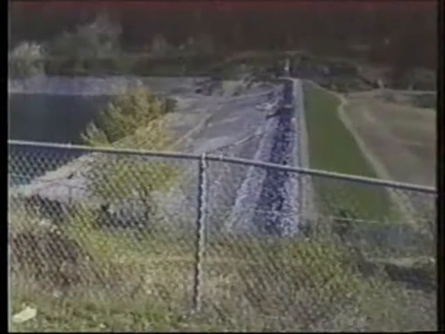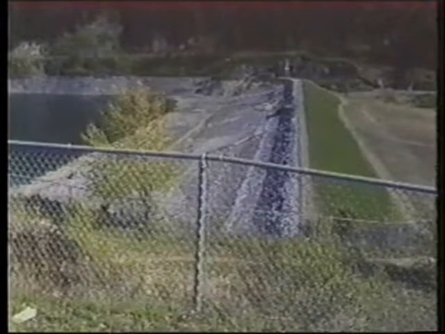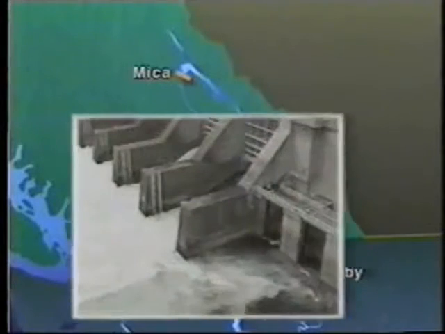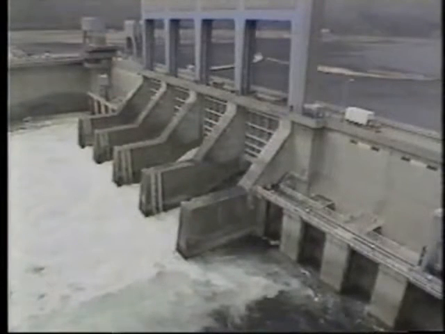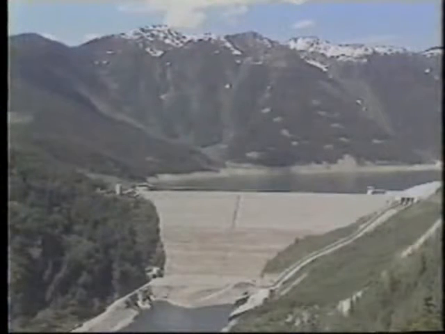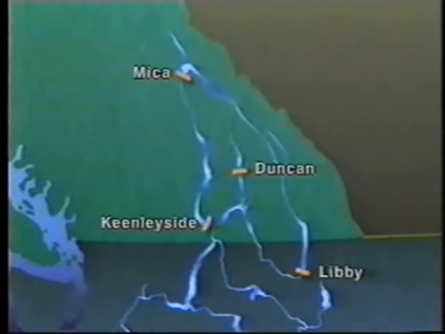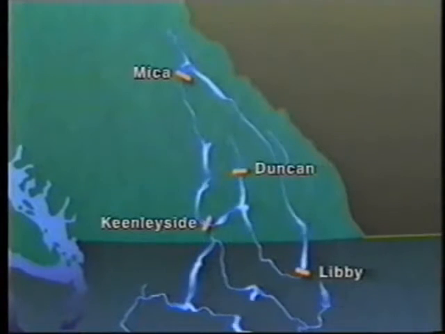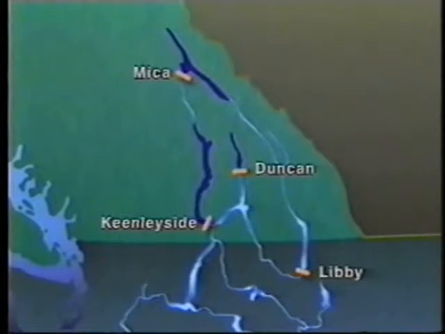The Duncan Dam was completed in 1968. The Hugh Keenleyside Dam was completed in 1969. The Mica Dam was completed in 1973. Those 3 Canadian dams made possible greatly increased power production in the Columbia Basin and provided a quite wide margin of flood control. But the BC reservoirs flooded thousands of hectares of highly productive bottomland in the Kootenays.